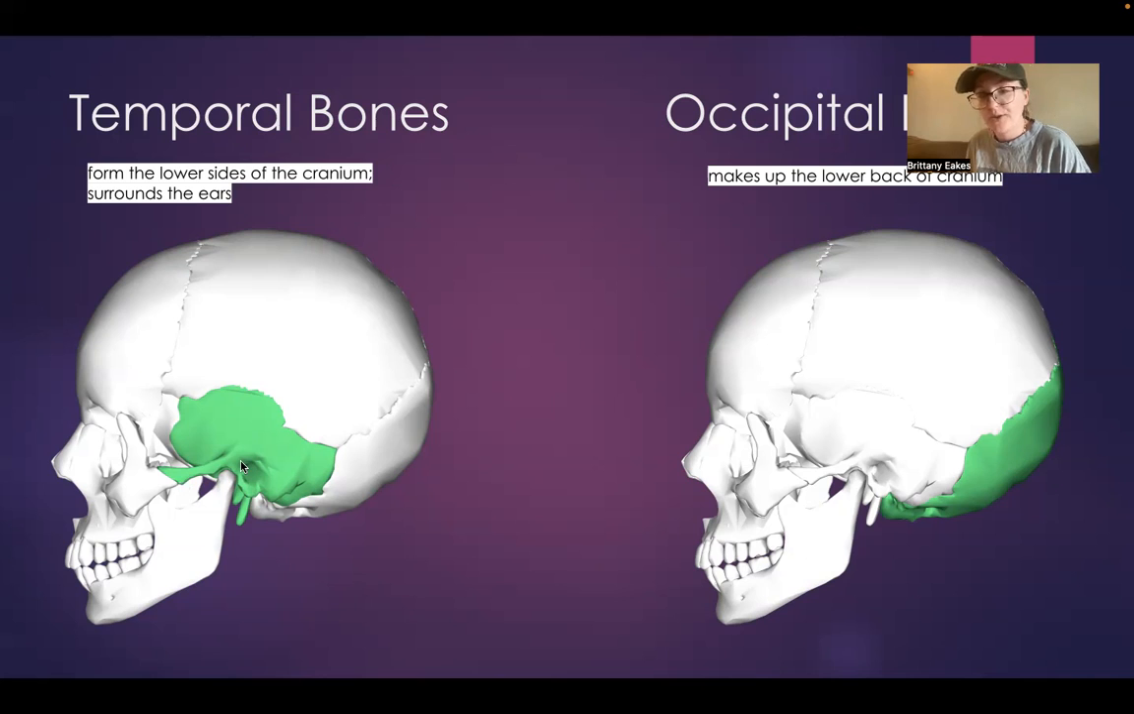Inferior or lower than the zygomatic process is an external opening in the temporal bone. And this is the external auditory meatus. So this is a passageway. It's the ear canal, and it directs sound waves into the ear.